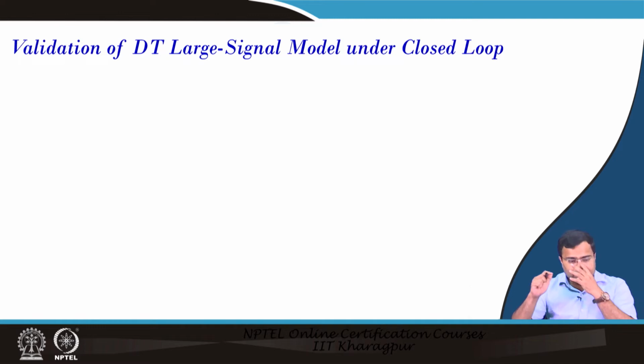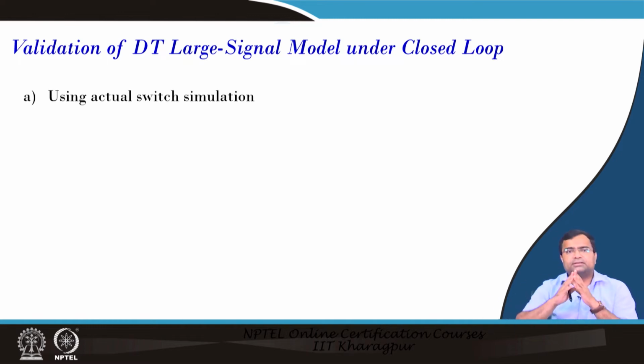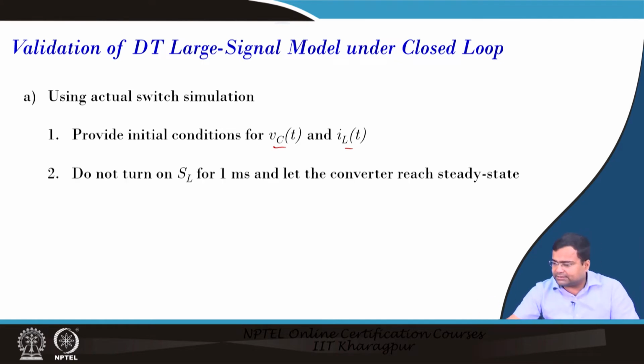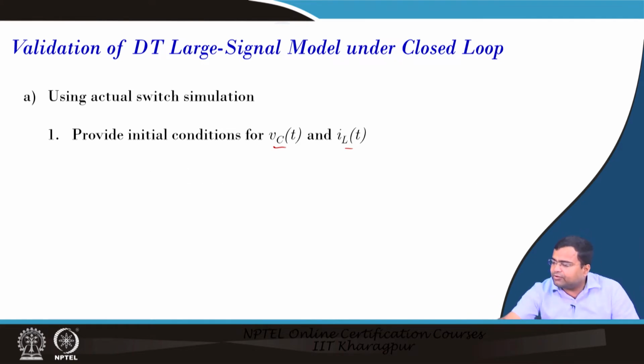Now, what are the steps for validation of the discrete time large signal model? First, we have to run the switch simulation, the actual switch simulation, where we need to provide the initial condition for the capacitor voltage and the inductor current. Then let us map one by one.